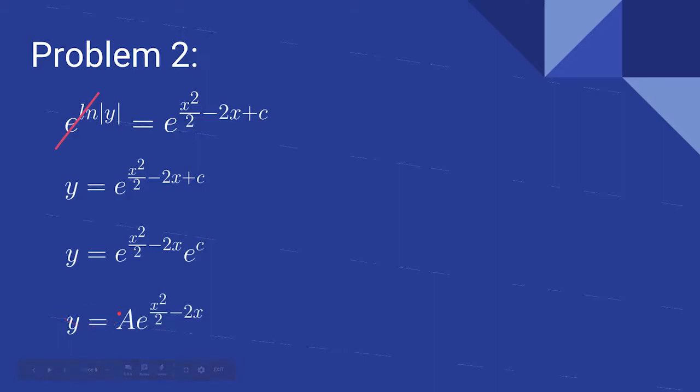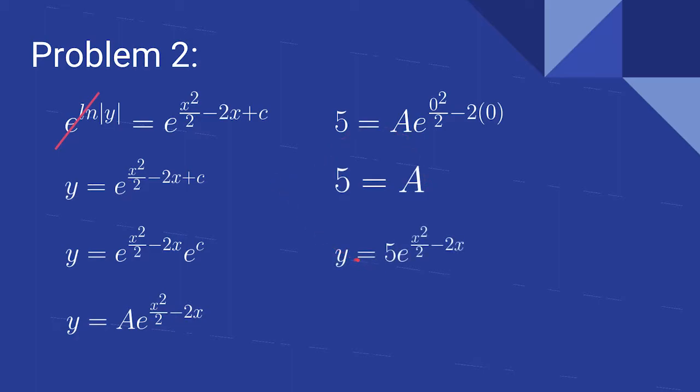Now we'll solve for A by plugging in 5 for y and 0 for x. This leaves me with e to the 0 minus 0, so e to the 0, which is 1. That leaves us with 5 equals A. Plugging this back into the equation, we get y equals 5 times e to the (x squared over 2 minus 2x). And that's our final answer to this problem.